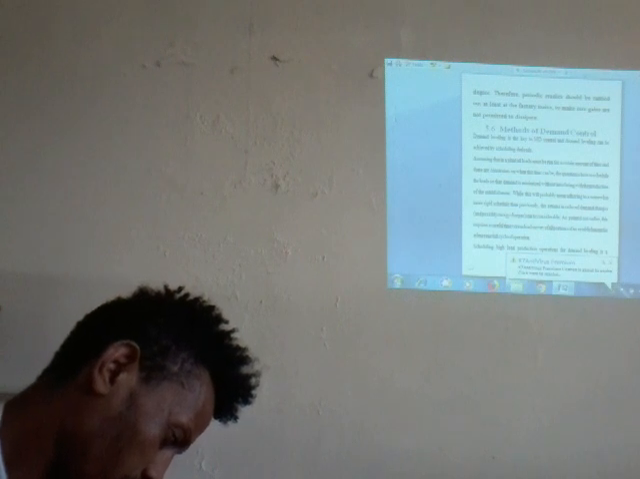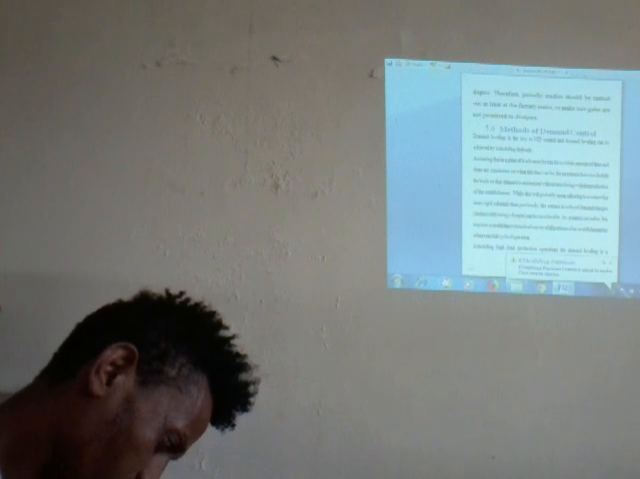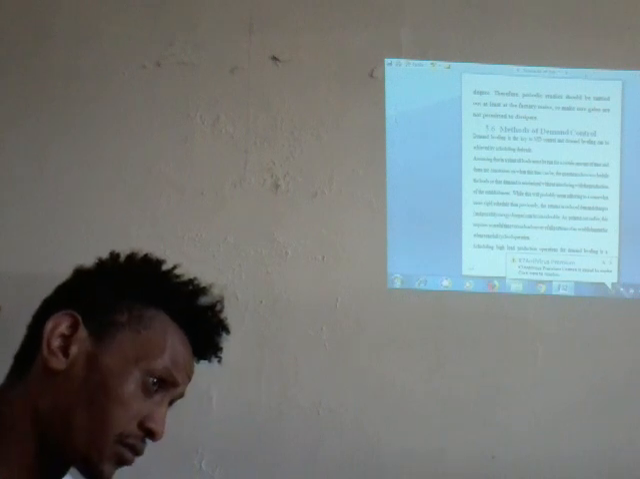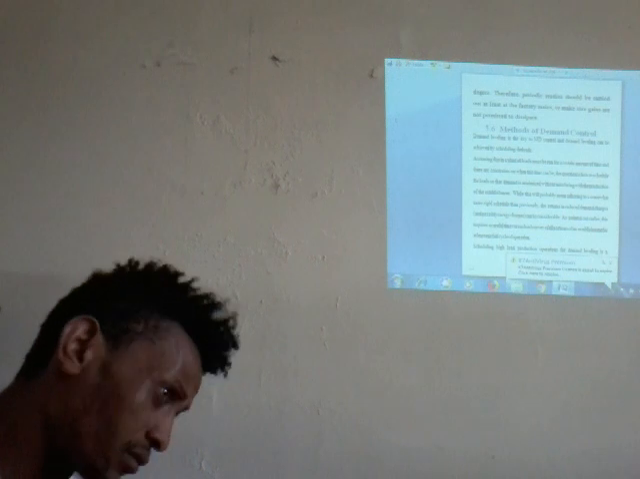430 times the current, 25 ampere, times 0.8. I'm taking 400 instead of 430, so we can substitute that. Around 17.32 kilowatt is the power. Very good.